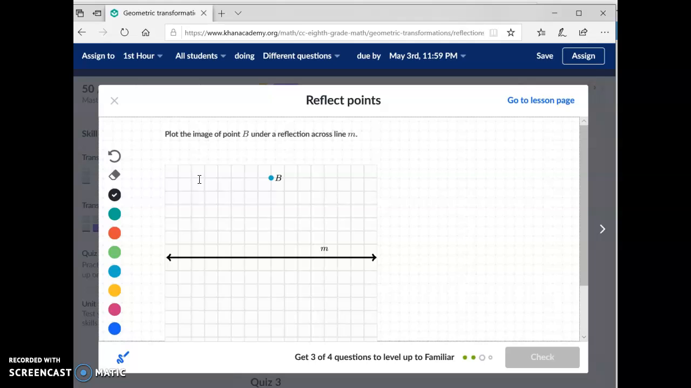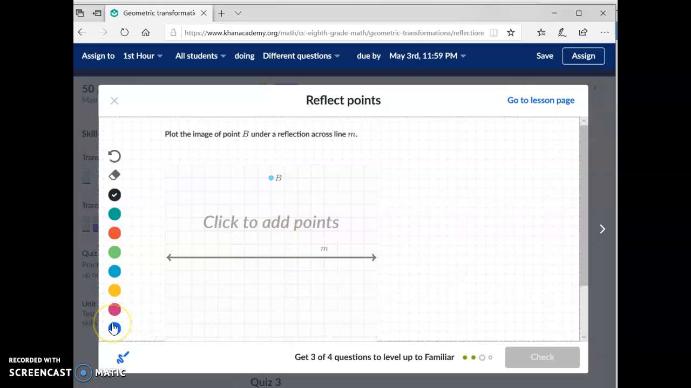Alright, let's go ahead and move on to the next one. So plot the image of point B under the reflection across line M. Alright, so here is the reflection. And it could also be like an x-axis because it's horizontal, but it says it's line M. So if we have this right here, what happens when we fold it? Where is B going to end up on the other side when it's reflected over here?